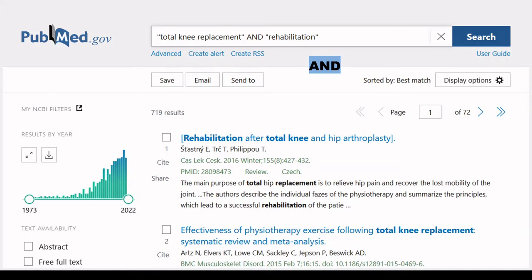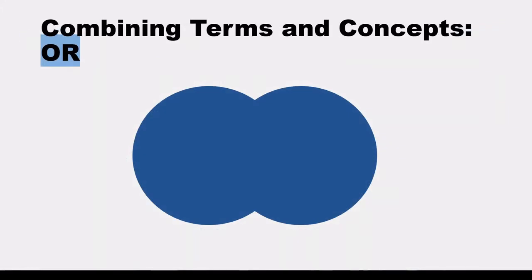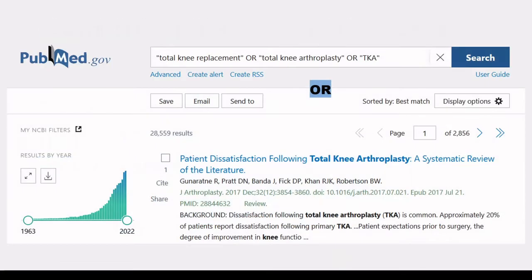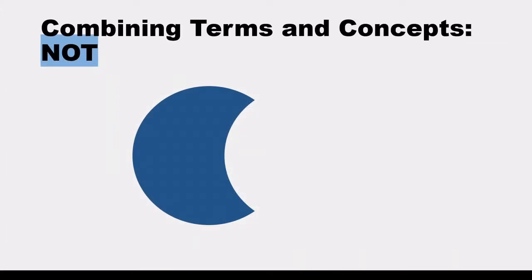While AND narrows down your search, OR makes it broader. We wouldn't want to do a search for total knee replacement OR rehabilitation. We'd get anything that had either concept. Instead, we would use OR between synonyms, total knee replacement OR total knee arthroplasty OR TKA. See how that works? You probably won't need to use NOT very often, but you can try. It works the same way.